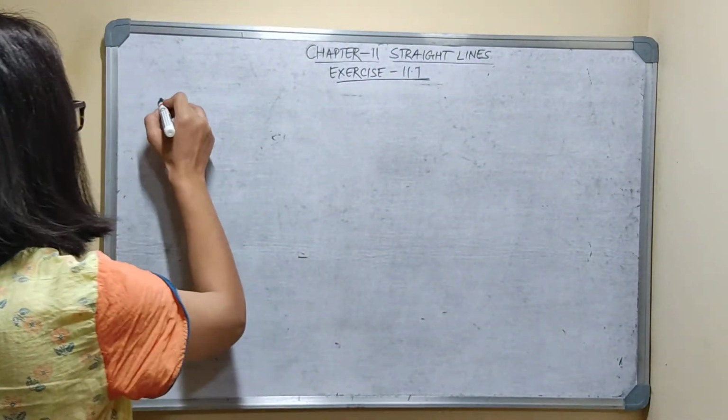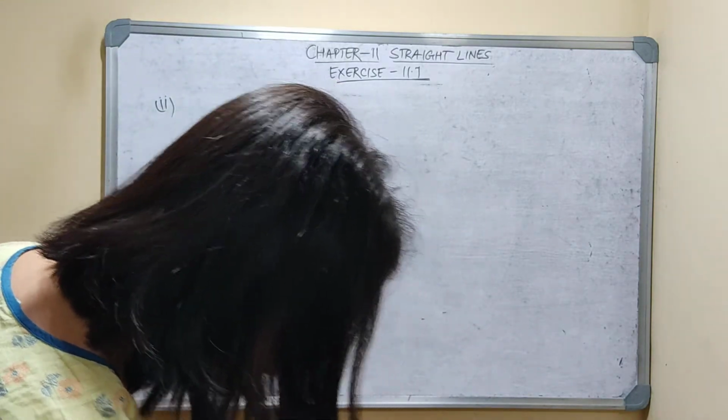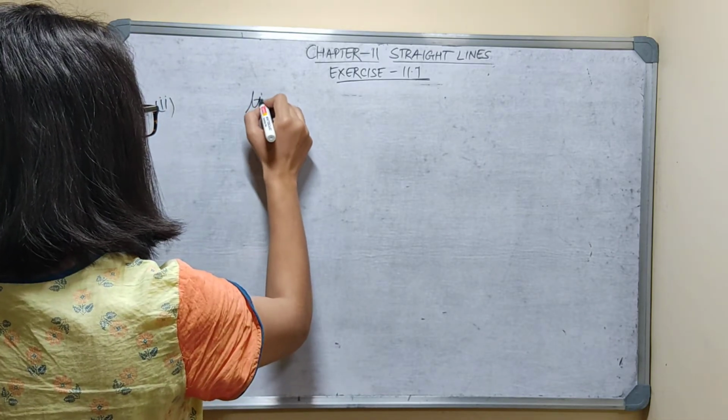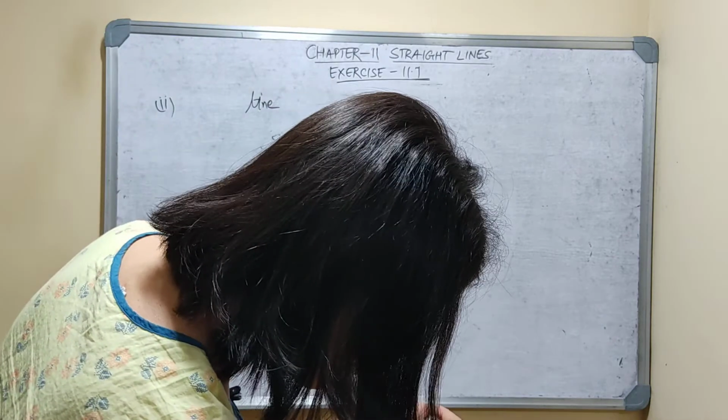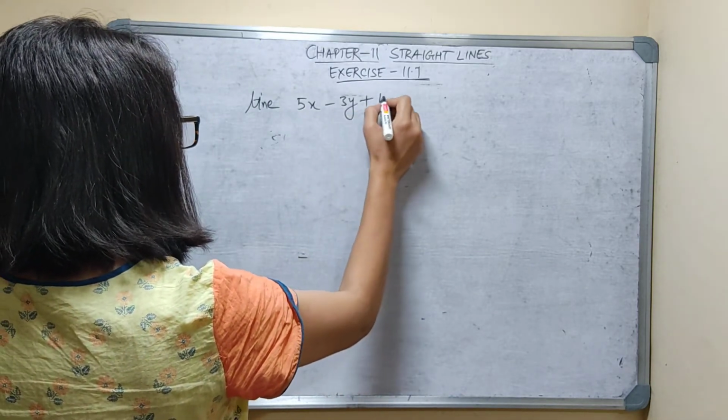Question number first, second part. Write the equation of the line through origin and perpendicular to this line. The given line is 5x minus 3y plus 17.